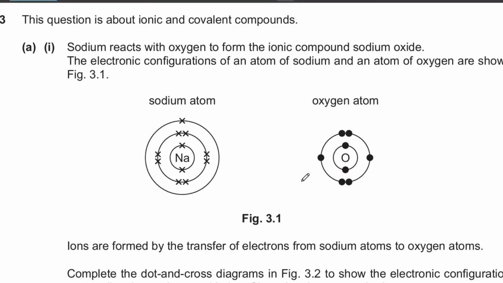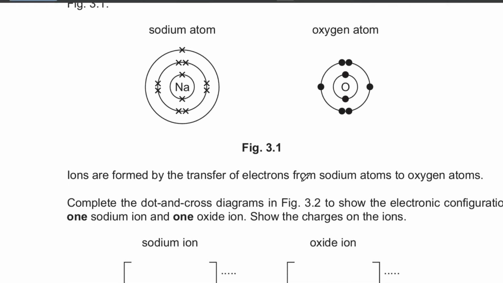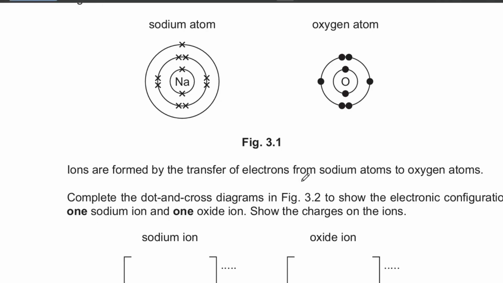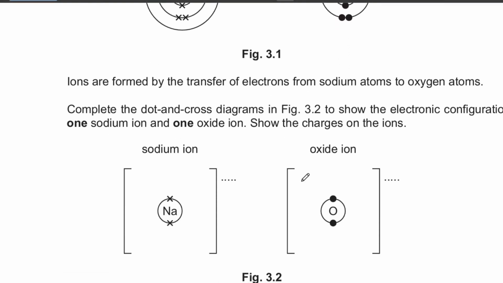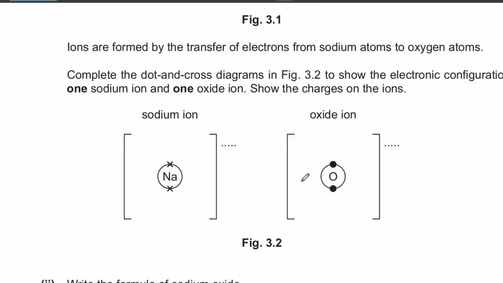Question 3, bonding. We are asked to complete the dot and cross diagrams showing the electronic configuration of one sodium ion and one oxide ion. We are also asked to show the charges. Take note of what you are asked to do: complete the diagram and then show the charges. Do not forget to do the box.